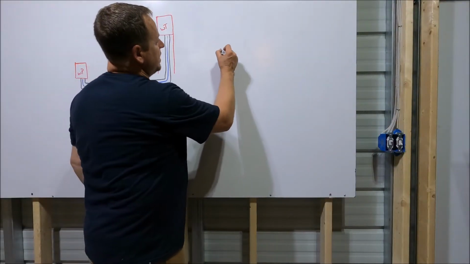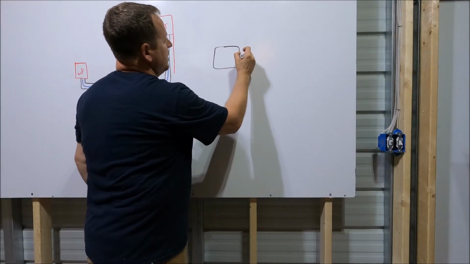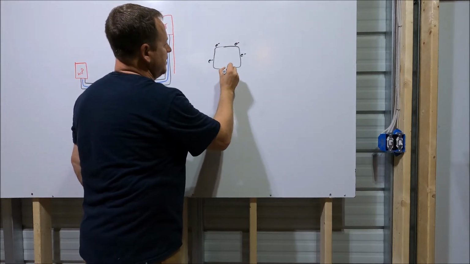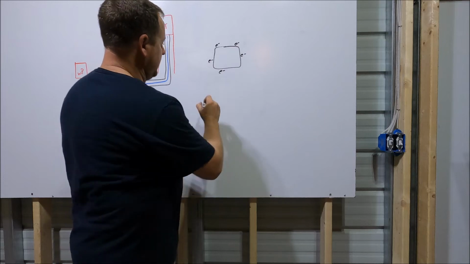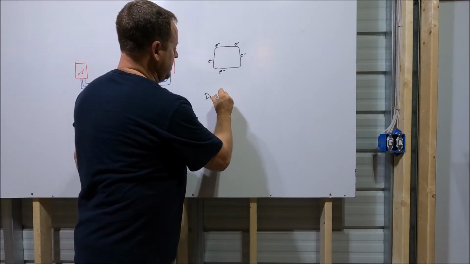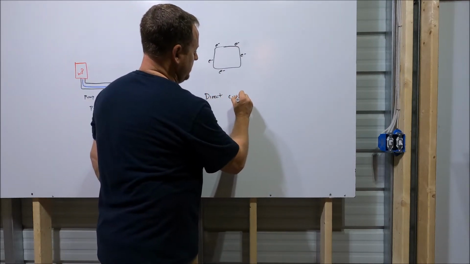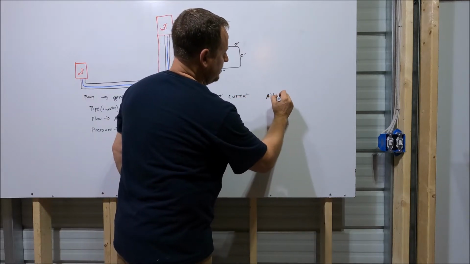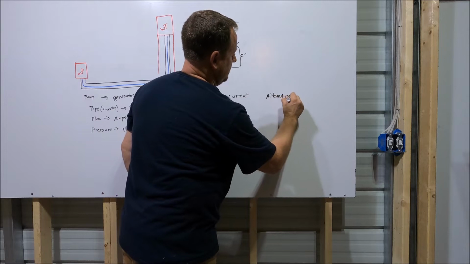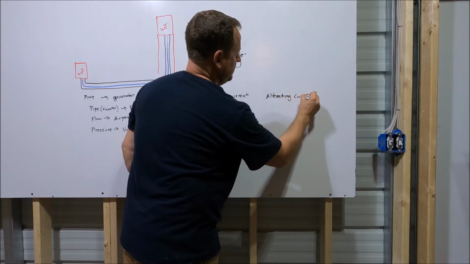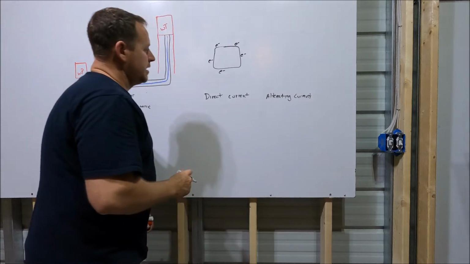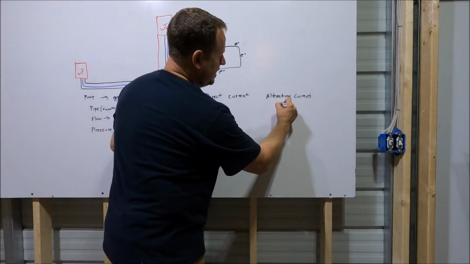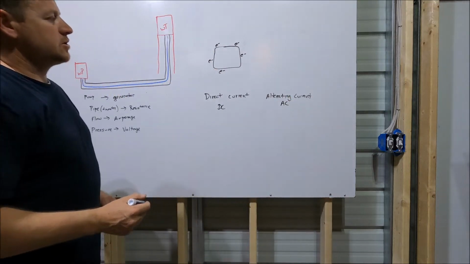So for the 100th time, current is nothing more than electrons flowing around a wire, but there are two types of current. There's direct current, and there's alternating current. And you've probably heard these called DC power, AC power.